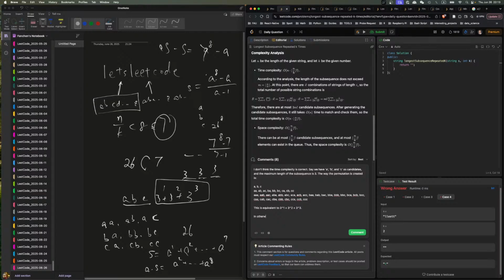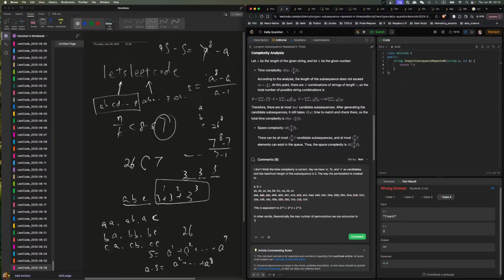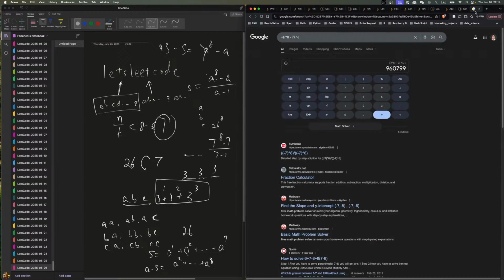In other words, theoretically, the max number of operations, the max number of permutations we can encounter is 7 to the power of 1 plus 7 to the power of 2 plus up to 7 to the power of 7, which equals this number.